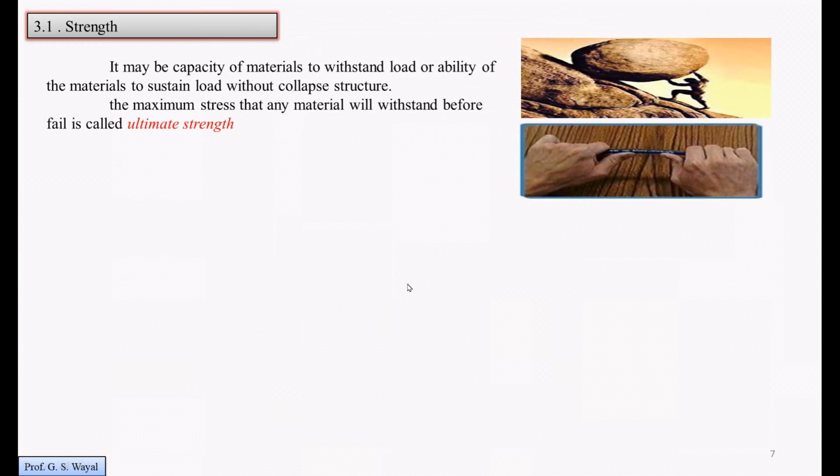Okay, so first we will discuss strength. It is the capacity of material to withstand a load or the ability of material to sustain the load without collapse of the structure. Okay, the strength is what? It is the capacity of material to withstand the load or the ability of material to sustain the load. Means the load carrying capacity of that particular member is called the strength of that particular member.